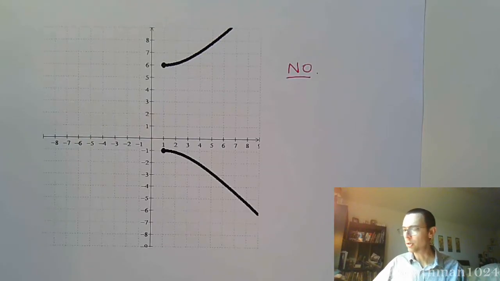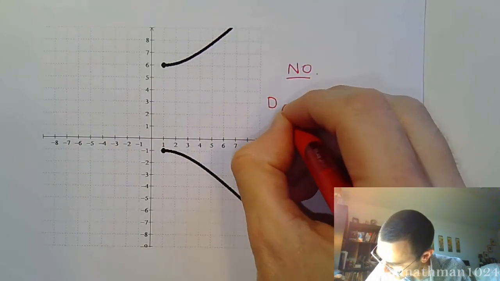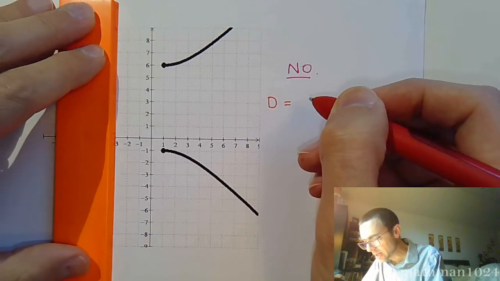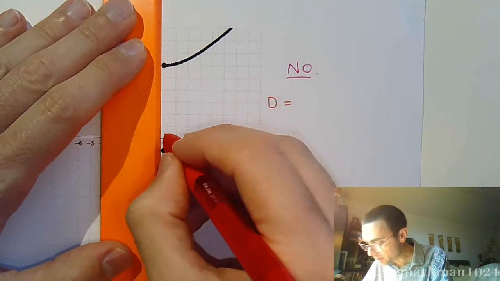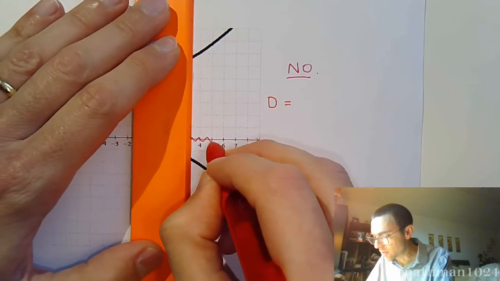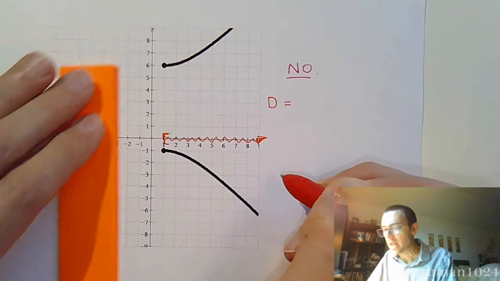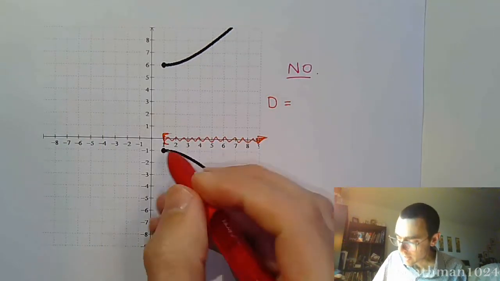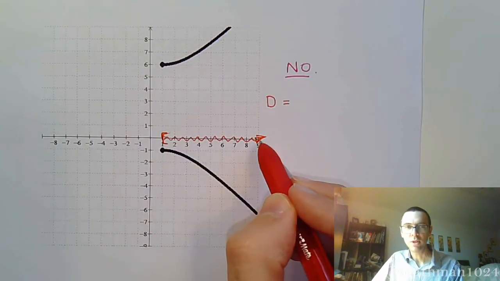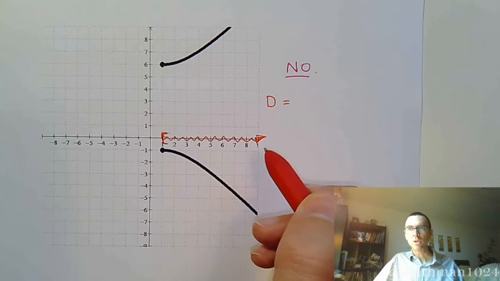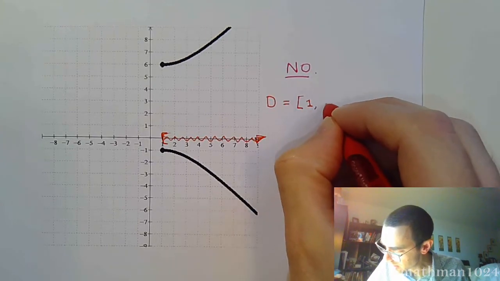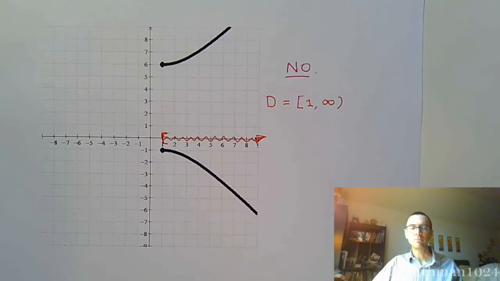All right, so let's talk about the domain. As I slide my ruler along, I have nothing until I get to an x value here at 1. That's where both of these pieces start, and both of these guys go on forever and ever out to the right. Now you could say this piece goes from 1 to infinity, and that piece also goes from 1 to infinity. It doesn't really matter, because once you put those guys together, it's still just from 1 to infinity.